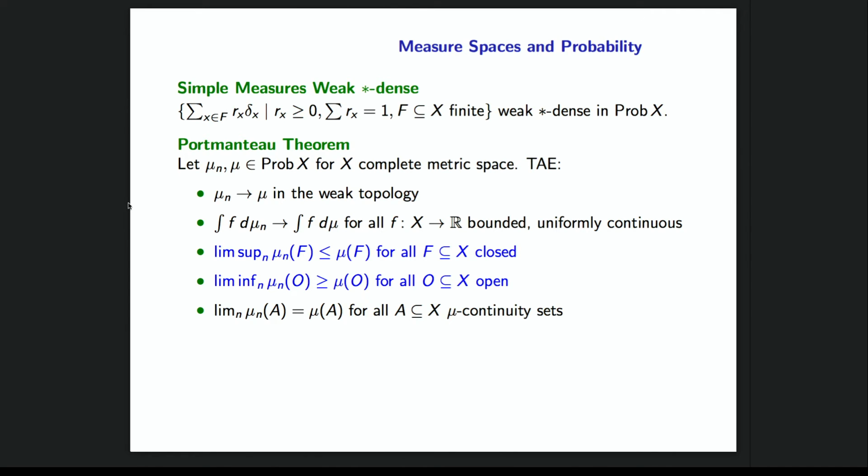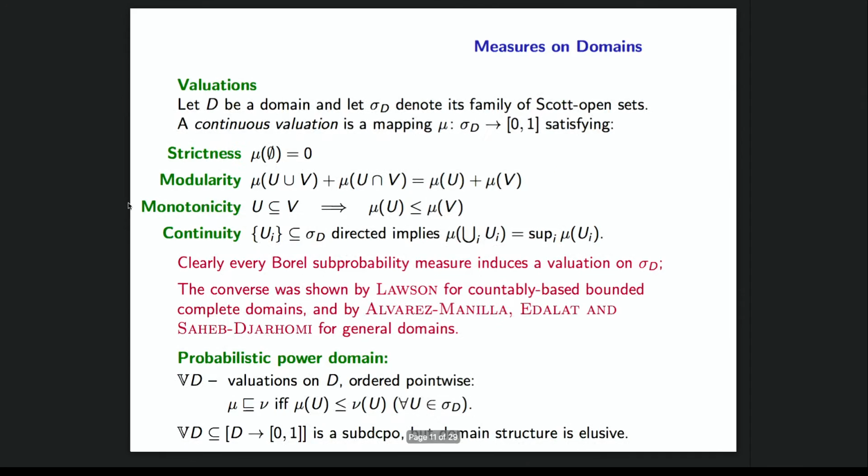They give you nice different ways to think about how convergence works in the weak topology, which is arguably the most important topology on probability or subprobability measures. So I just want to recall those because I'm now going to talk about a domain theoretic view of measures and try to bring in some of these ideas and show you how they're related.